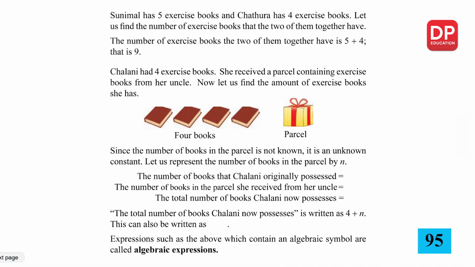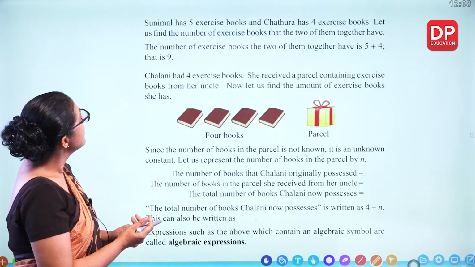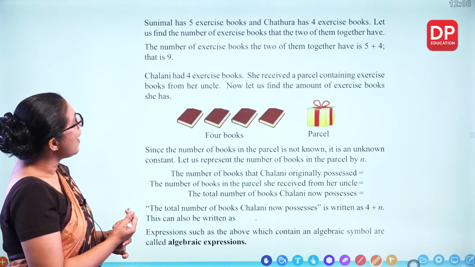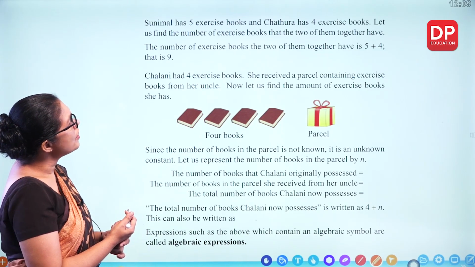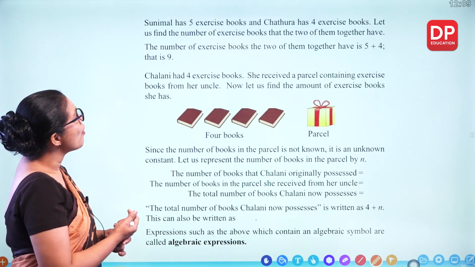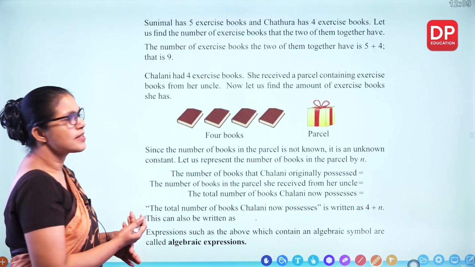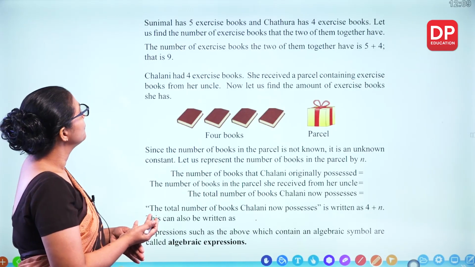So this is an exercise in your textbook. So we'll look at it. Sunimal has 5 exercise books and Chatura has 4 exercise books. Let us find the number of exercise books that the two of them have together. Just 5 plus 4. That's 9.